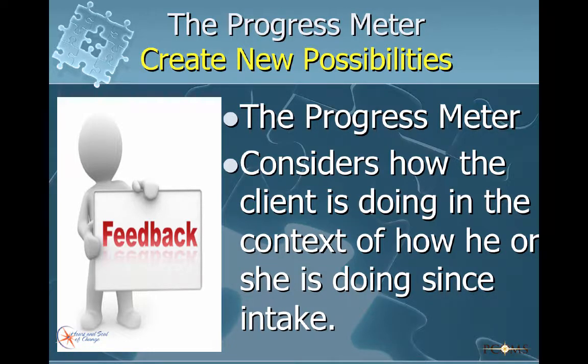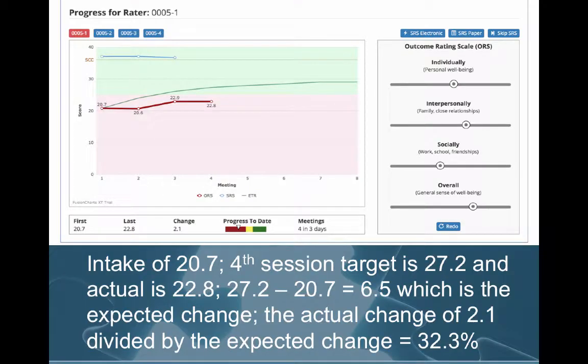You also notice on that page that there's a progress meter, and the progress meter is something that I think is very cool that alerts you to who you should be talking about. And it's really not a difficult thing to figure out how the progress meter is done. You just need to get some facility with it so you understand it. So let's talk about this just for a moment.